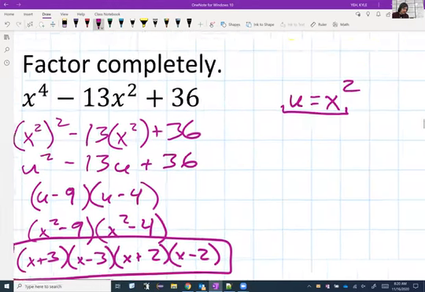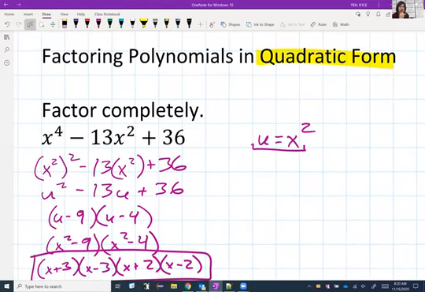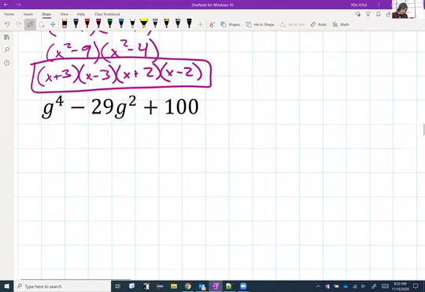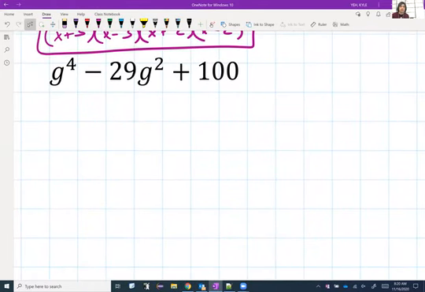So the idea behind quadratic form is let's write a higher degree polynomial as a quadratic. Let's use u substitution. We oftentimes use u. And plug u in so that it looks like a quadratic. We can factor it like a quadratic, and then just sub out that u at the end and plug, in this case, the x squareds back in. Okay? So here's another one. Try this one real quick.